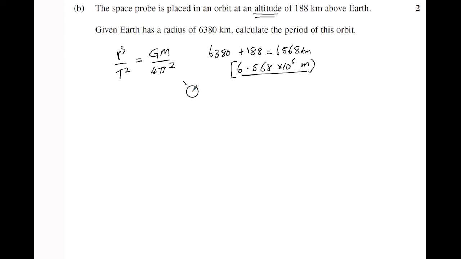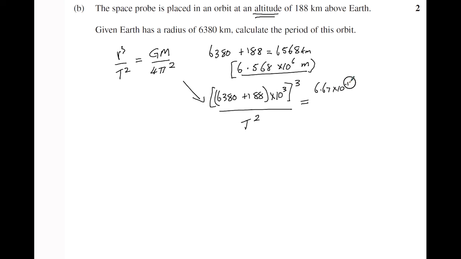Now you can bypass this, of course, and go straight away and substitute everything in. What you do is say 6,380 plus 188, put brackets around it and multiply it by 10 to the power of 3. So we know that we have the correct SI units right away. So here's our r. Of course, we have to cube this, and then over here we have t squared, and of course t is what we need. And then on the other side we have 6.67 by 10 to the power of negative 11.